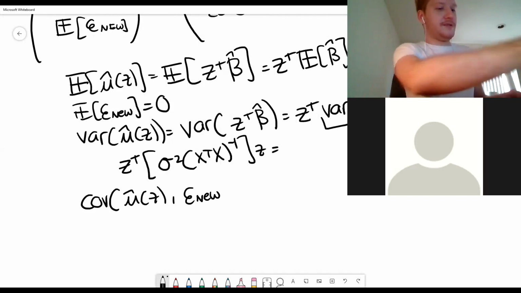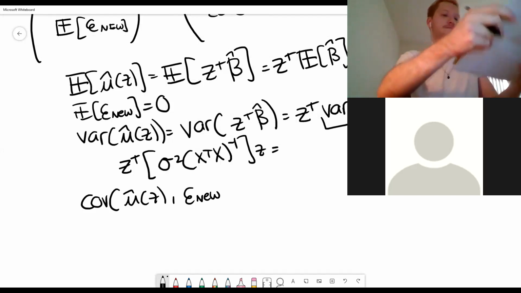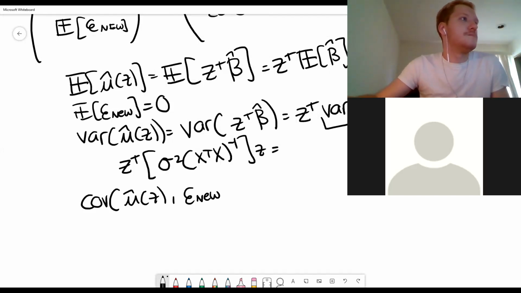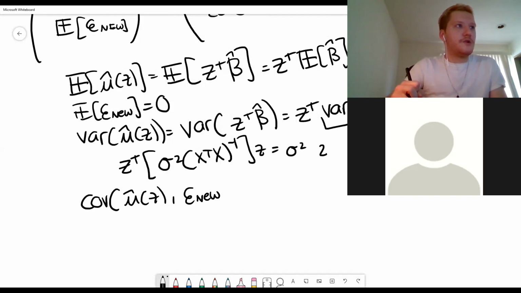Wait, so for the last part, you just let it remain that way? Yeah, you can write it as sigma squared z transpose x transpose x inverse z, but there's nothing really else to simplify here, right? Okay, that's fine.